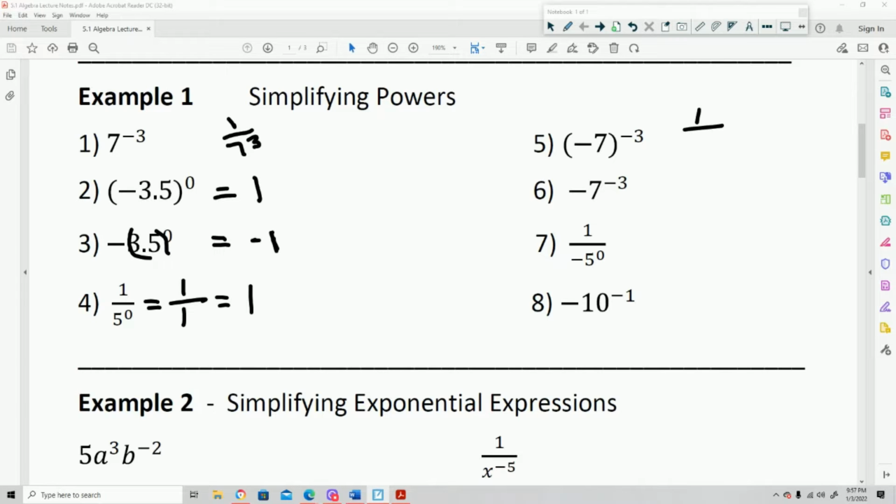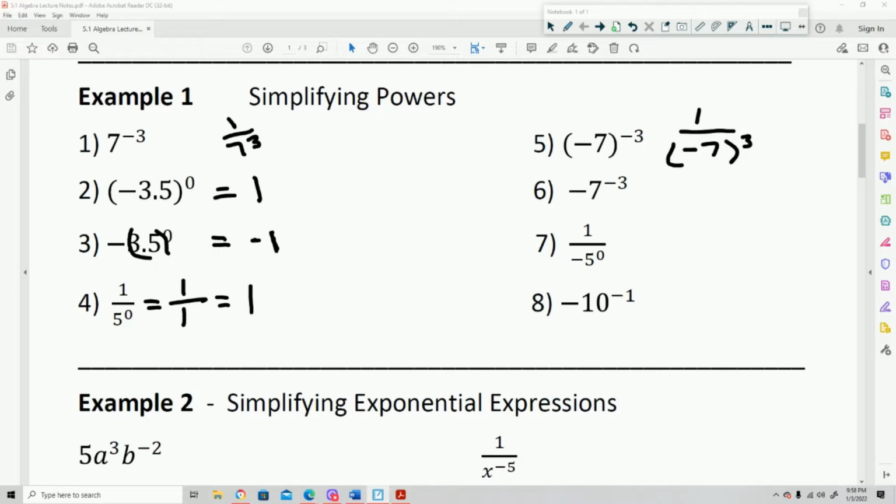So we're going to write 1 over negative 7 in parentheses to the third power. There's an eraser. Can't get an eraser. Let me go back here. 1 over negative 7 to the third power. Okay, we take the negative off when we move it down. Keep the parentheses there because the negative is being raised to the third power along with the 7.